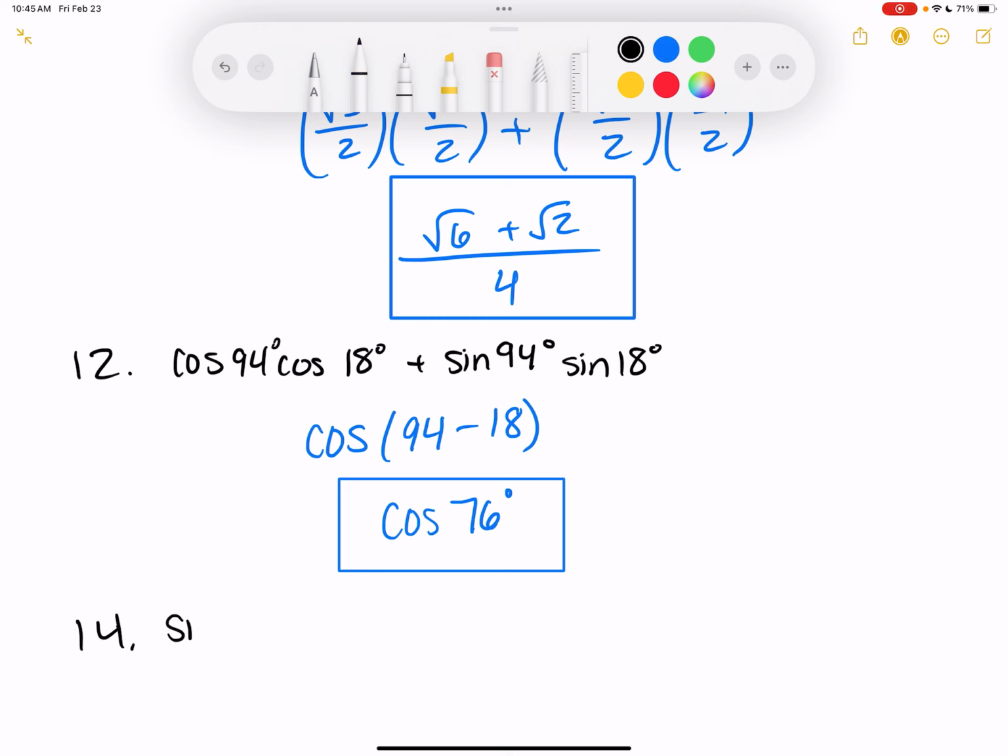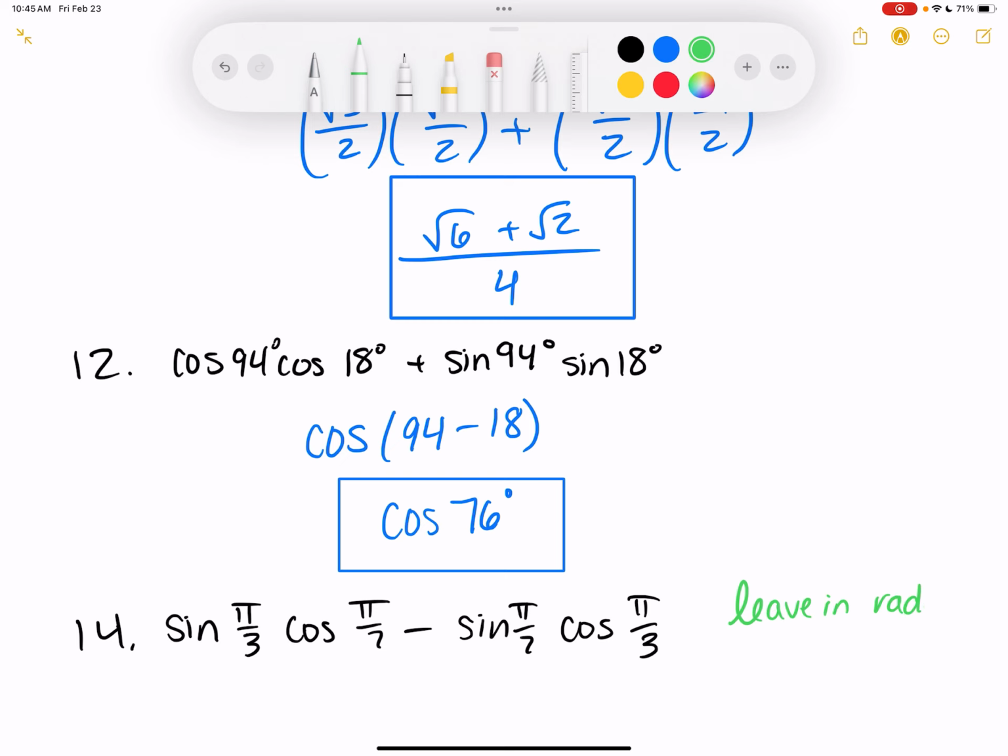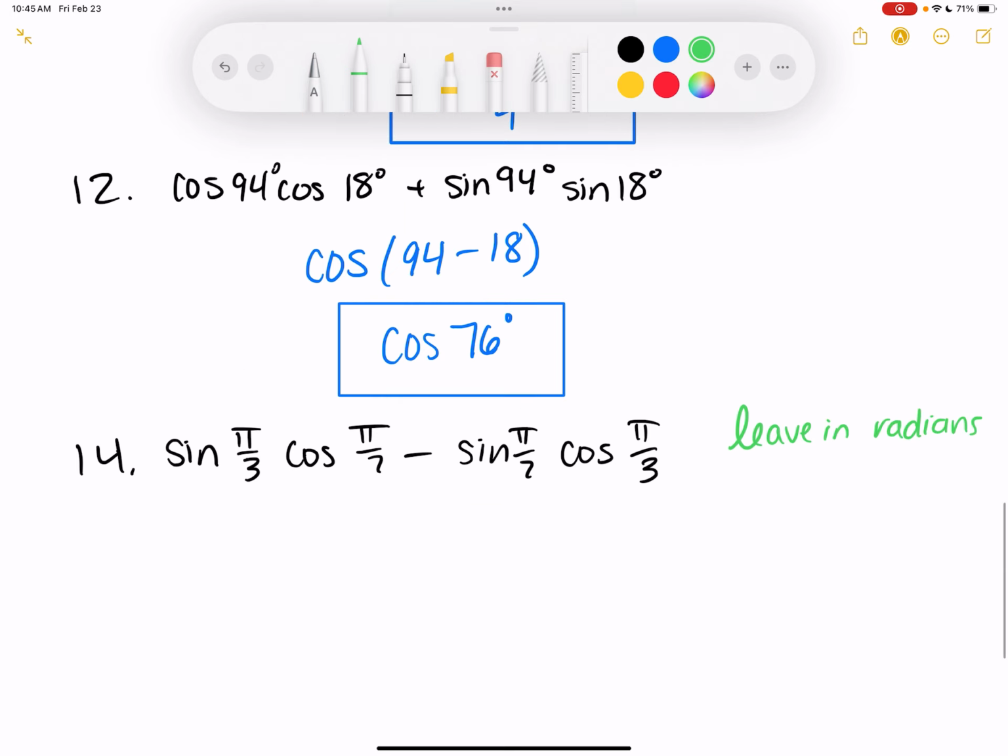So number 14: sine of pi over 3 cosine of pi over 7 minus sine of pi over 7 cosine of pi over 3. Now for these ones, I'm going to tell you, you need to leave these in radians. Just because these are easier, right? Because we know which function does this go with? Sine. And are we adding or subtracting? Okay, so we know this is going to be the sine of pi over 3 minus pi over 7.